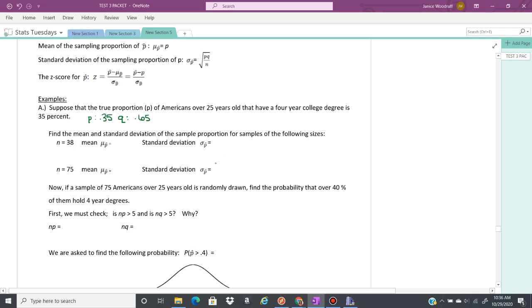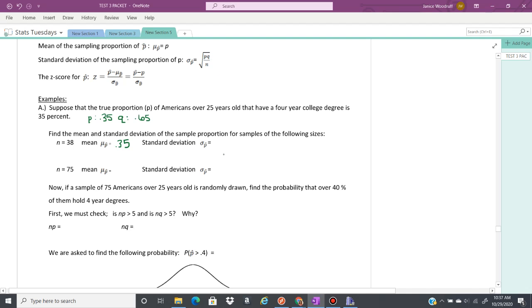Find the mean and standard deviation of the sample proportion for samples of the following sizes. I have a sample size first of 38. The mean of P hat is going to be equal to the mean of the population, which is this 35% here. So that would be 0.35. The mean of P hat is equal to P.